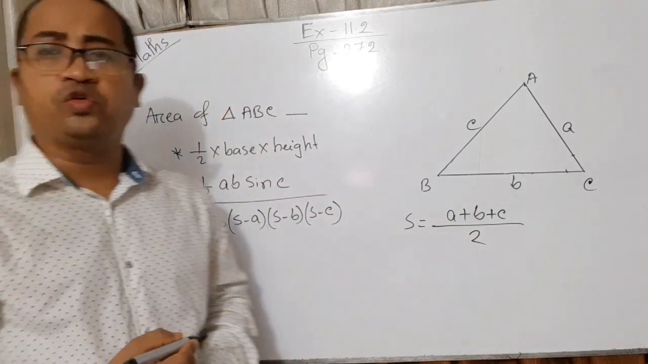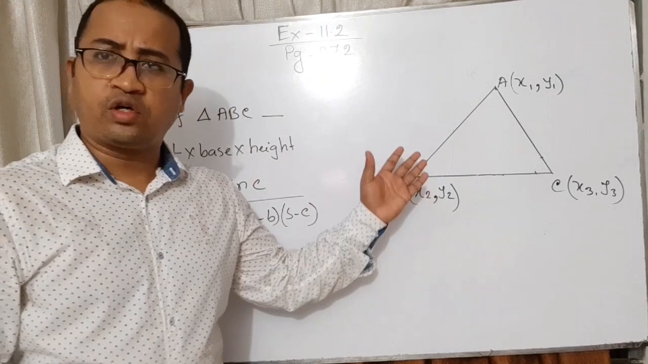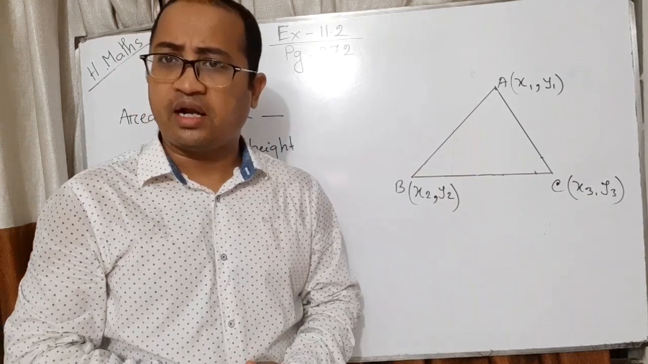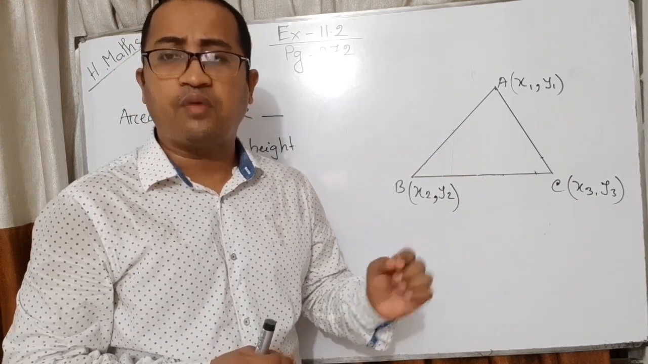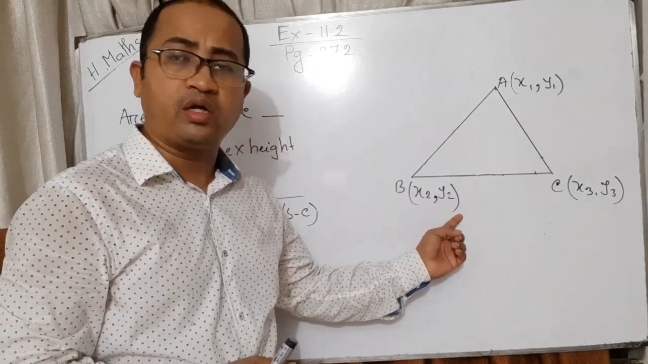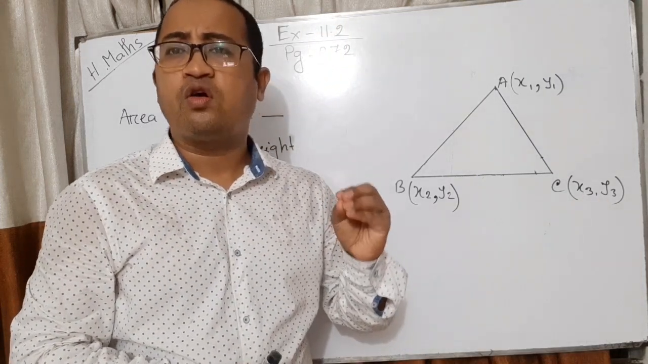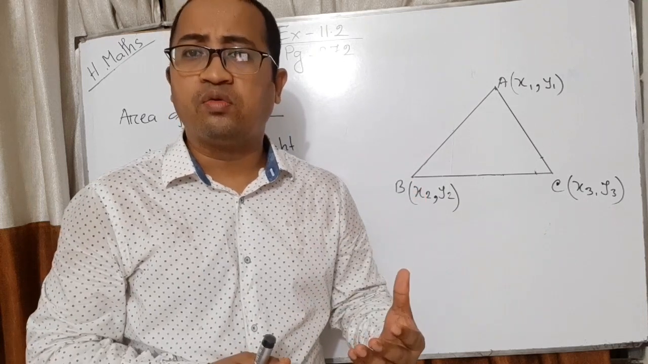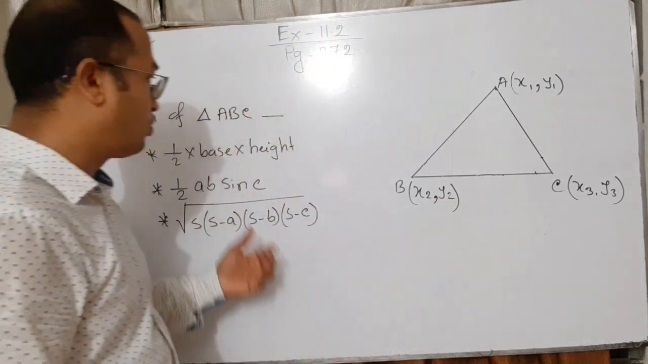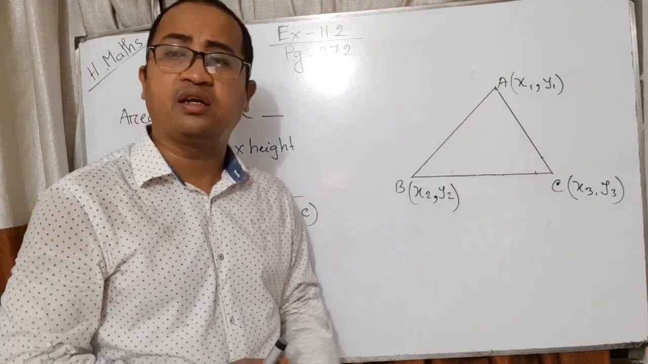Now I will show you one thing. Now students, look at the board. If you know only the coordinates of the three vertices of the triangle, say A x1 comma y1, B x2 comma y2 and C x3 comma y3, only the coordinates of three vertices, how can you find out the area of the triangle? Look, can you use the formula half into base into height to find out the area of this triangle?